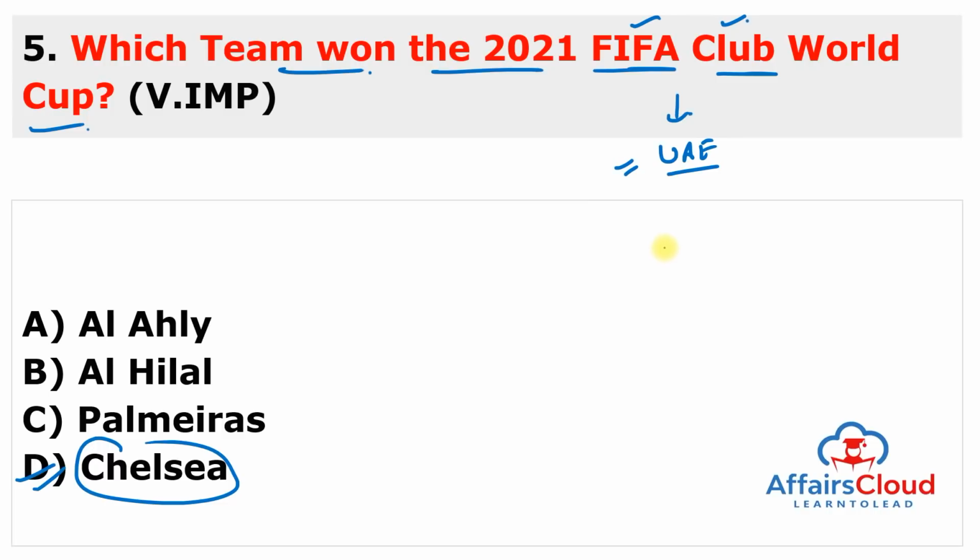So you have to just remember the question as it is in the slide. This is FIFA's Club World Cup. This is hosted by the United Arab Emirates and this team, Chelsea Football Club, won this tournament.